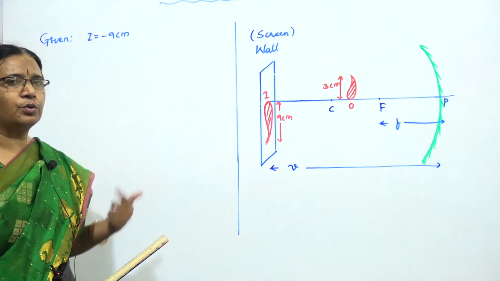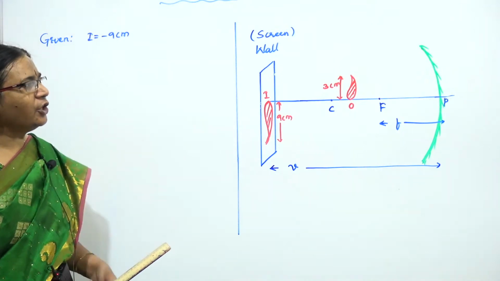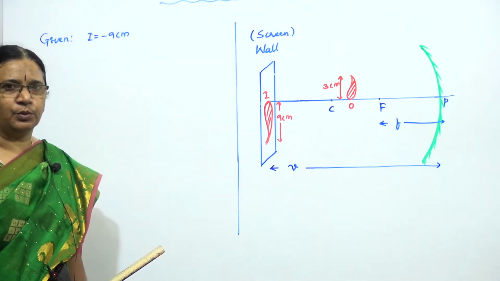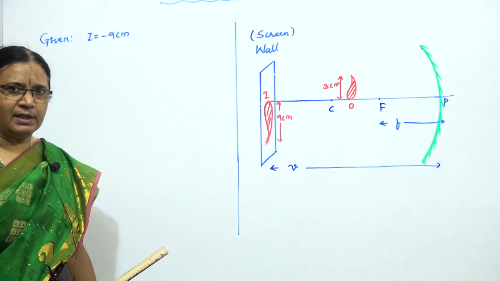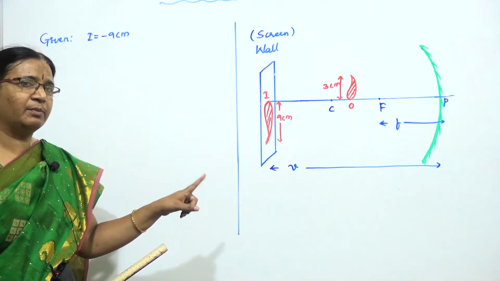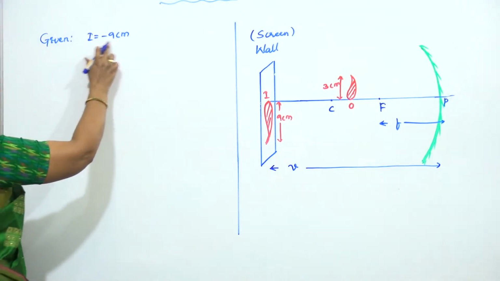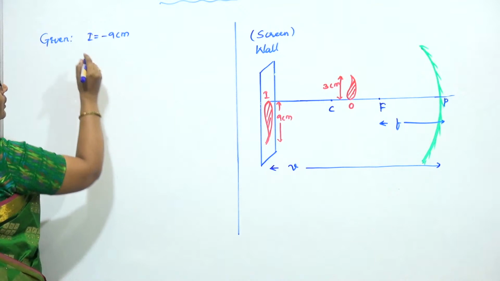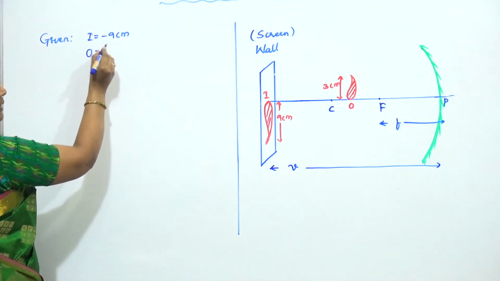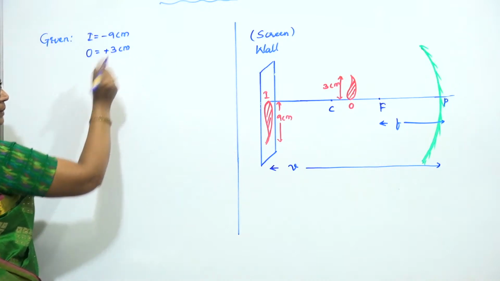Whereas whatever you are going to determine, like focal length, I will determine. I know that a concave mirror's focal length should be negative, but I won't apply that to the answer, okay? So I will get my answer as what? Negative. If a negative answer is not coming, it means you have gone wrong. Hope it's clear. So I is what? Minus 9 centimeter. O is what? Above the principal axis, positive. So plus 3 centimeter. Hope it is clear.